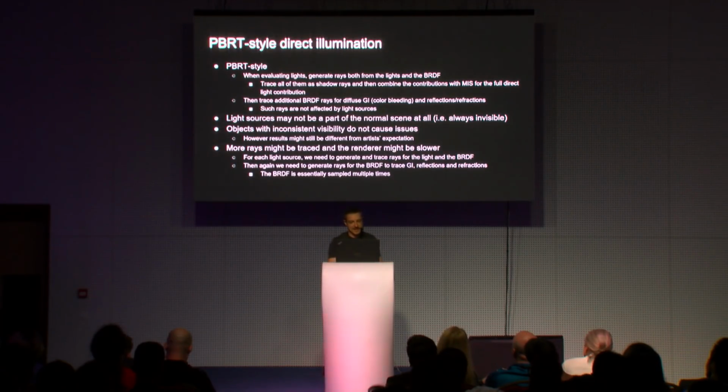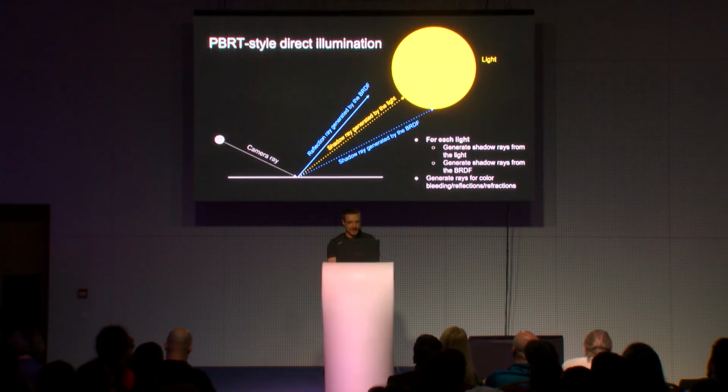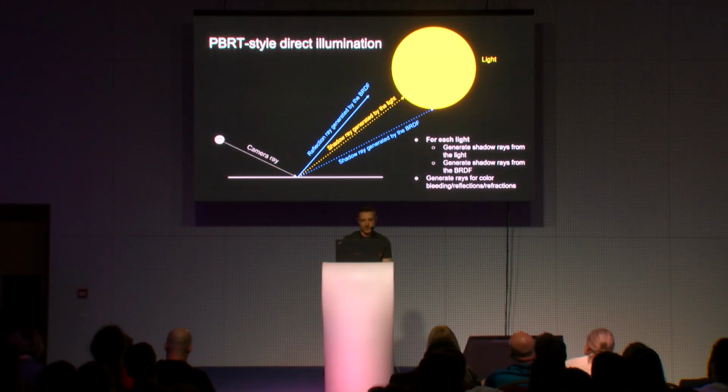So what PBRT does, basically, when it evaluates lights, first it generates rays for the light, then it generates rays for the material, and it traces all of these as shadow rays. After that it generates actual rays for sampling, reflections, GI, and so on. And here's a graph on how this might work.